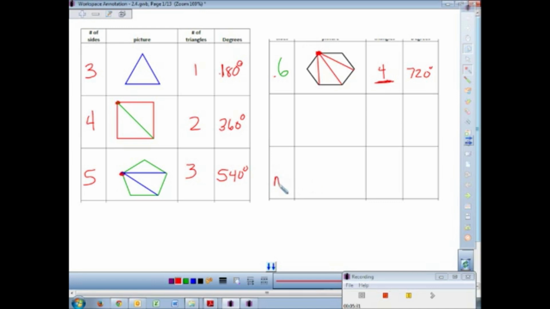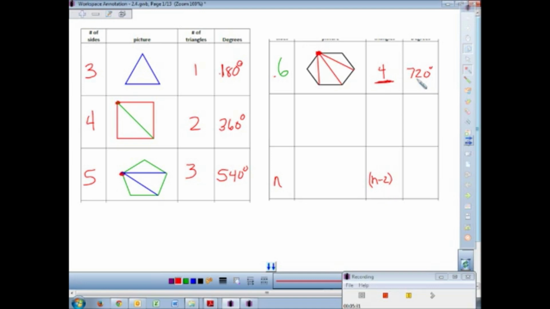But if this is n sides, and you told me that this guy over here was always 2 less, what do you want to put right here? N minus 2, and we'll make it a quantity right there. That would be how many triangles there would be in the general case. There's always 2 less, right? If there's n total sides, minus 2 from that, and that's how many triangles there would be.